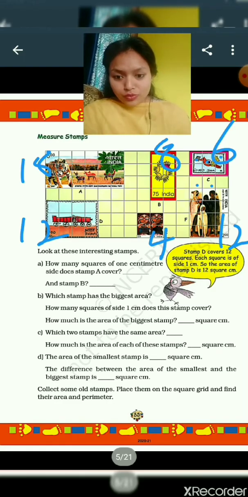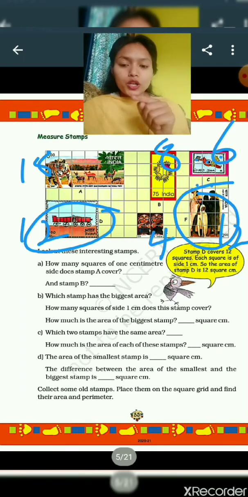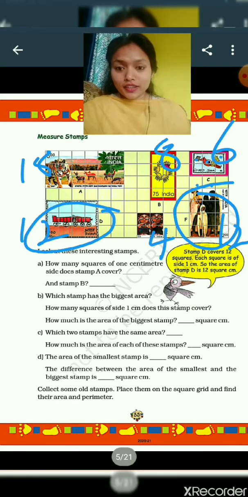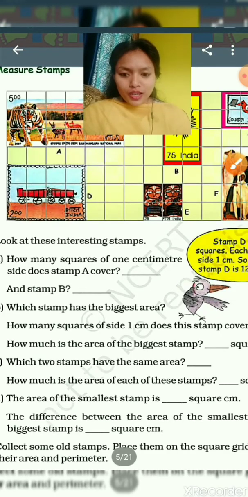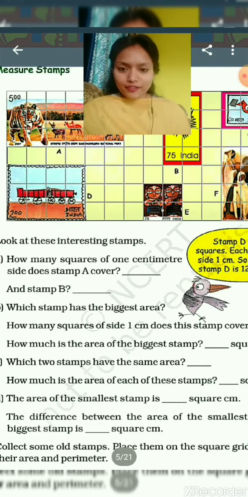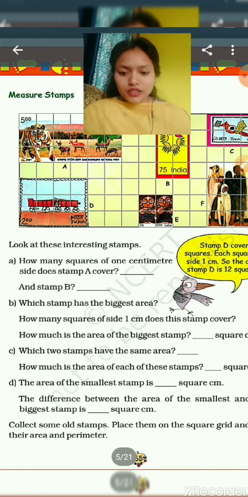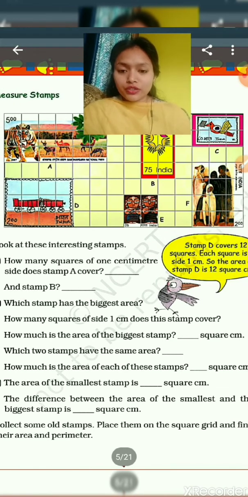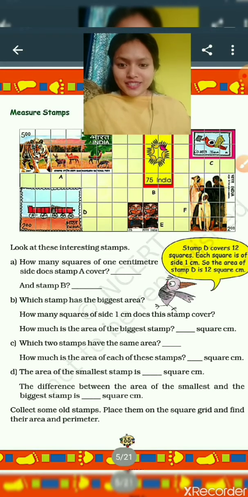Yes, it is stamp D and stamp F. They have 12 boxes each, so their area is the same. So here we can write that stamp D and stamp F have the same area. Now how much is the area of each of these stamps? It is 12 square centimeter. Both are the same, as we have studied.